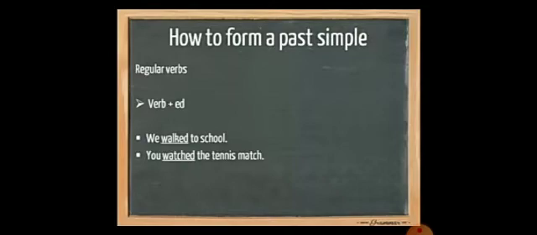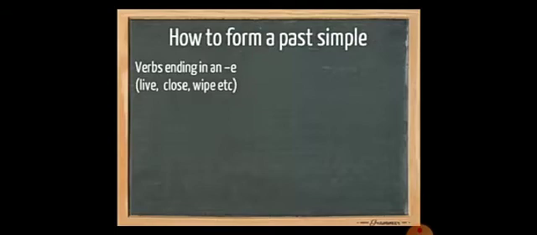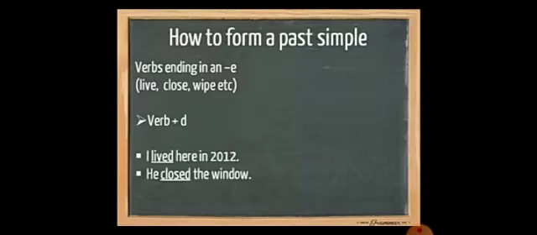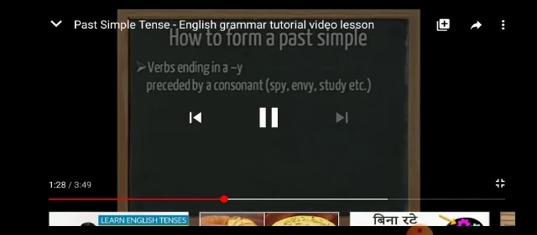We need to pay extra attention to the verbs ending in an E, such as live, close, wipe, etc. With these verbs, we use the infinitive form of verb but we only add a D. For example, I lived here in 2012. Close the window.